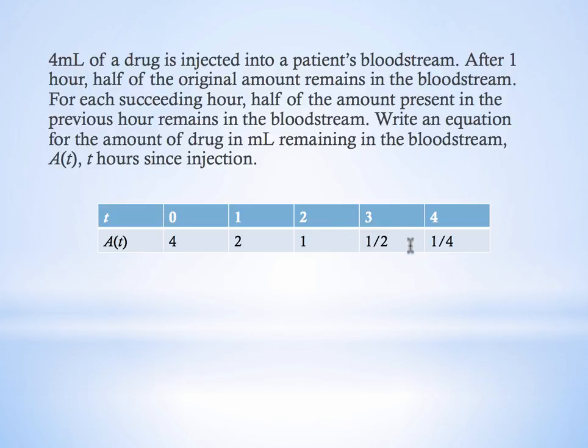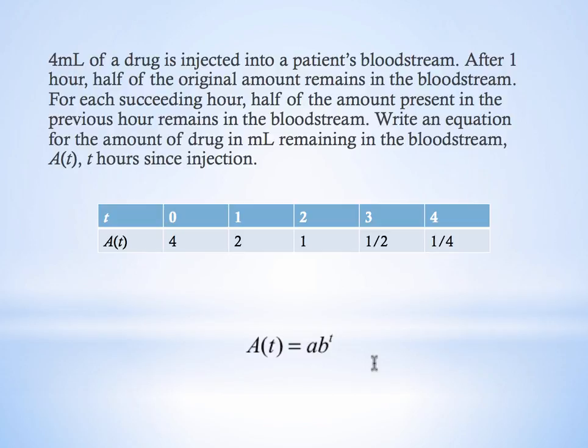After 3 hours, half of what was left at 2 hours, so that's half of an ml. After 4 hours, half of the previous amount, so that would be 1/4 of a milliliter left. So we notice that each hour we're taking 1/2 of the previous hour's value.